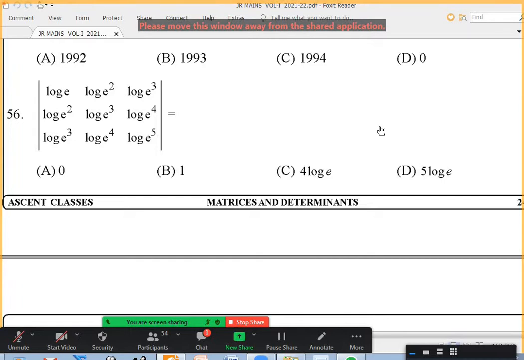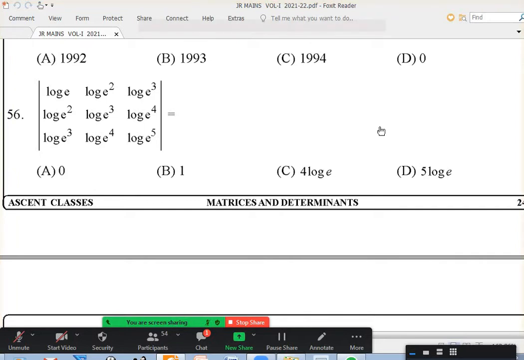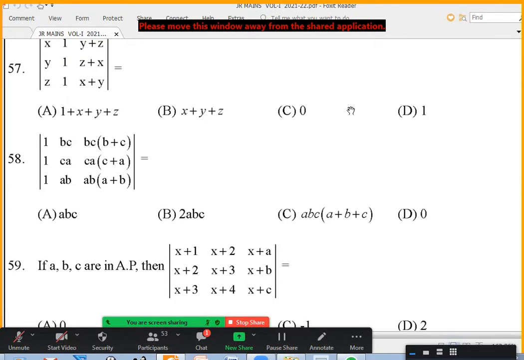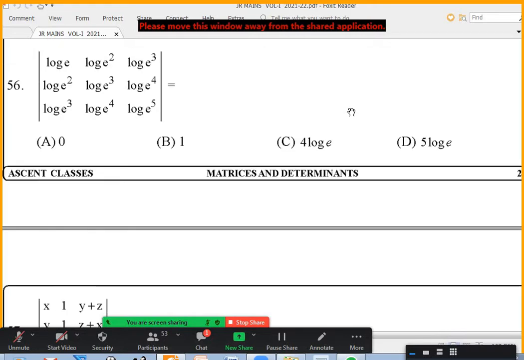Okay, 56, somebody may not know about logarithms. Log e square is actually 2 log e, and log e we take as 1 because the log base is e. Log e cube means 3, log e square means 2. Okay. 56, any doubt? No, sir. Yes, please. How to take the power, sir? Can you explain again?